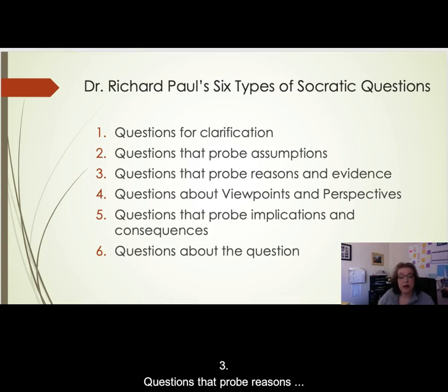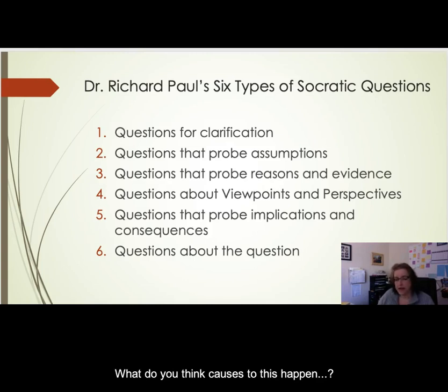Number 3 are questions that probe reasons and evidence. Examples would be, what is this analogous to? What would be an example? Or what do you think causes this to happen?